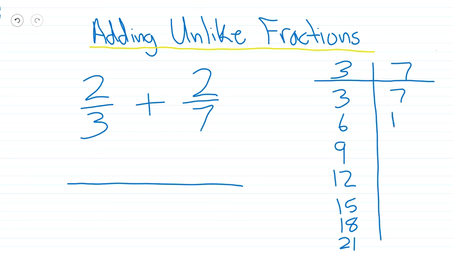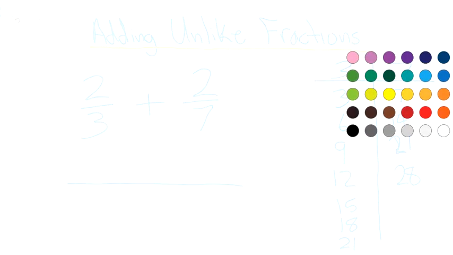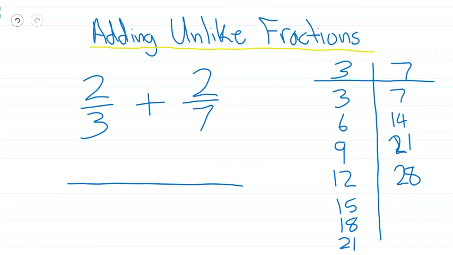So we have 7, then we have 14, then we have 21, 28. Now, let's look for the smallest multiple that 3 and 7 have in common. We're looking through it, we can clearly see that they share 21. That's the smallest, that's the lowest common multiple, or the least common multiple, 21. So 21 will become our new denominator, or common denominator. So let's write 21.